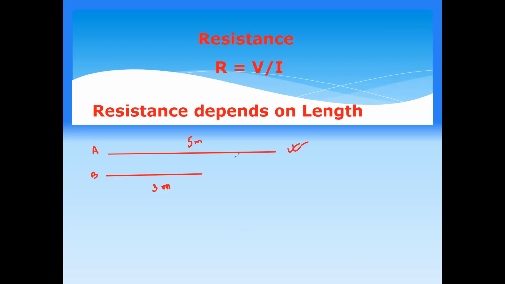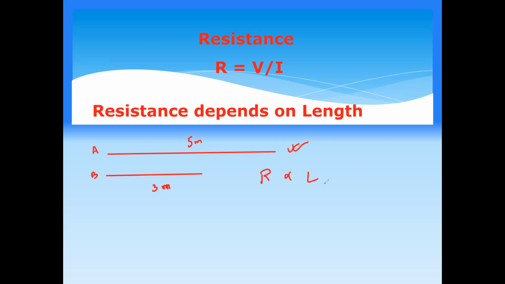So we can say resistance is directly proportional to length. Whenever two quantities are directly proportional, we say R is proportional to L. This is how we represent it mathematically. What does it mean? It means if the length is doubled, resistance will be doubled. If the length is 3 times, resistance will also be 3 times.